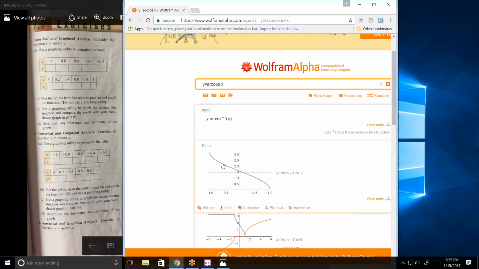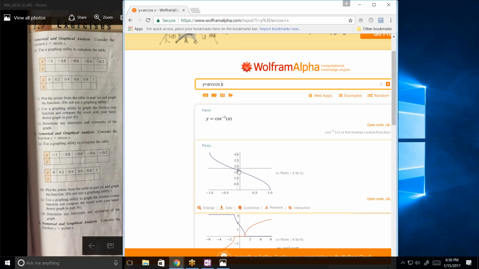I don't know what happened to the horizontal line. There it is. 2.2. Okay. How about -0.4? 2.0. Okay. -0.2. About 1.9, 1.8. 1.8, I would think.